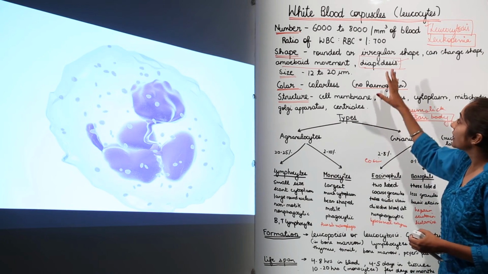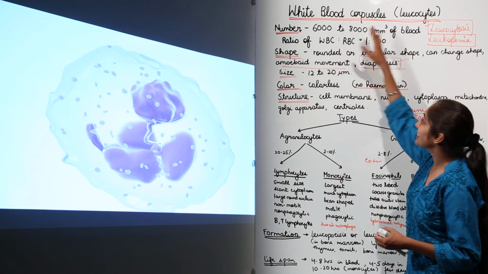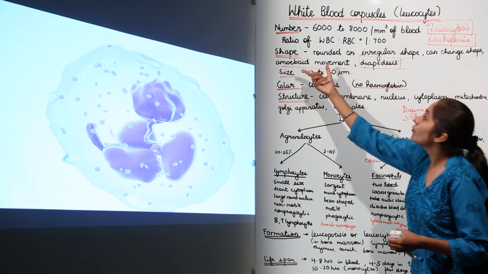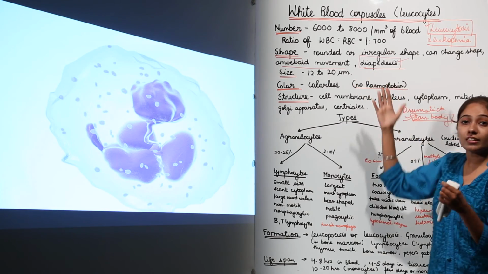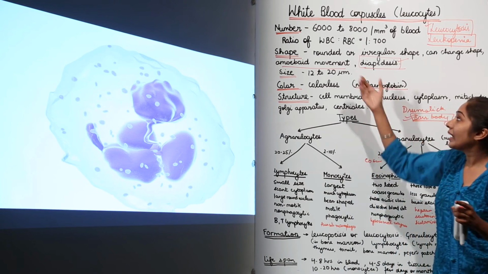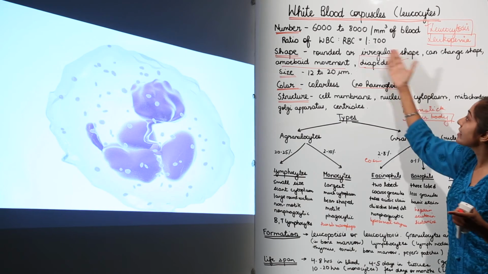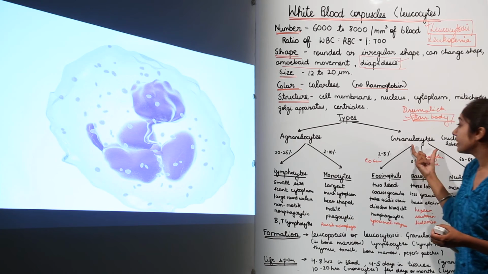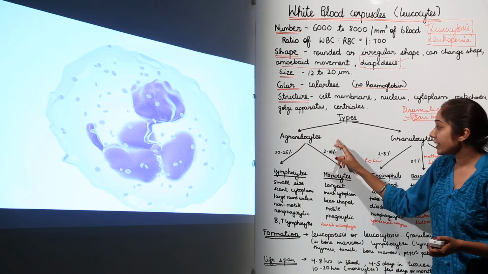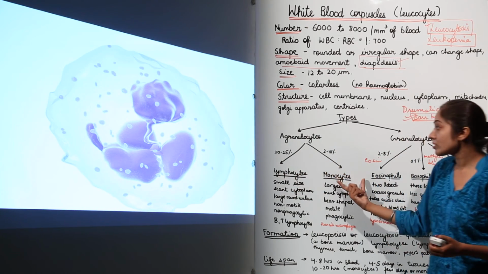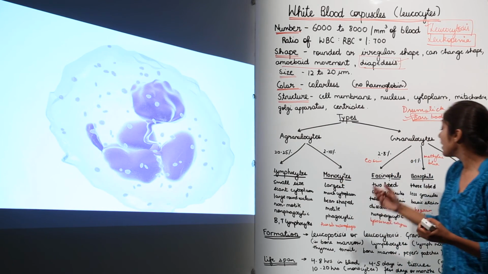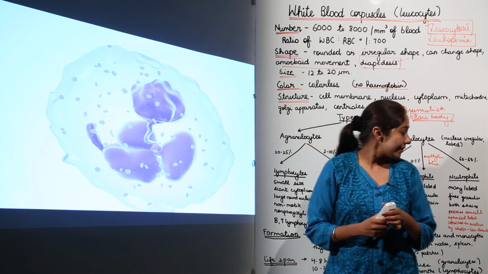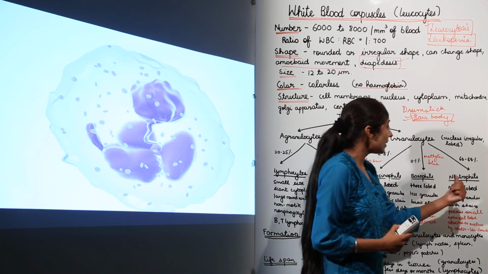So, remember the important points regarding WBCs: they do not contain hemoglobin, they have a nucleus, and they show amoeboid movement, and this helps in the squeezing out of the leukocytes from the blood capillaries, which we call what? This process is known as diapedesis. Then there are two types, agranulocytes and granulocytes. Agranulocytes are lymphocytes and monocytes, which do not have granules in the cytoplasm, and in granulocytes we have three types based on their staining properties, that is eosinophils, basophils and neutrophils.